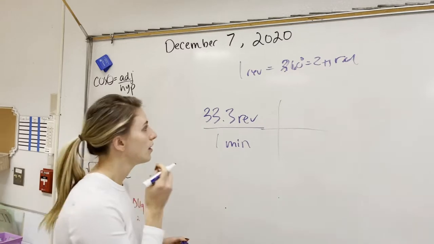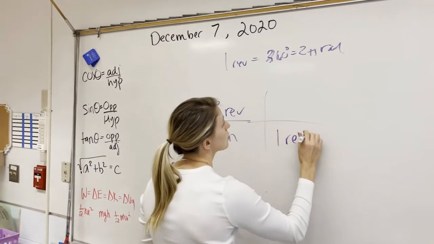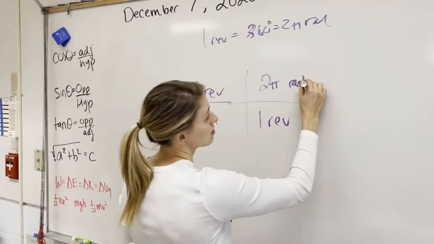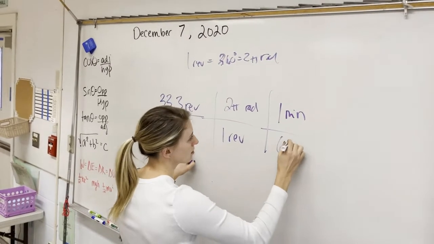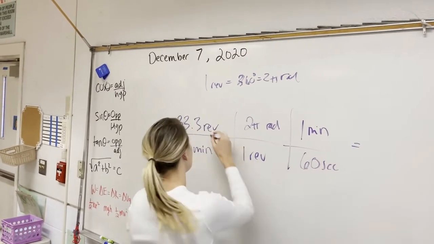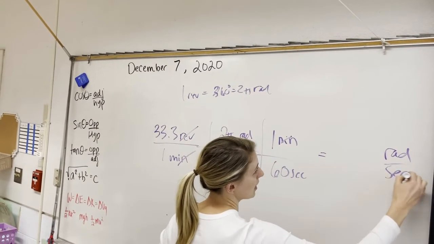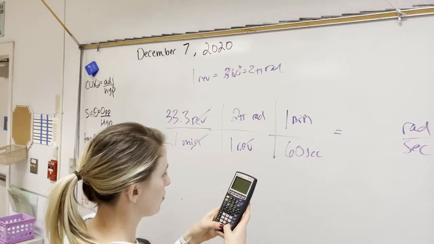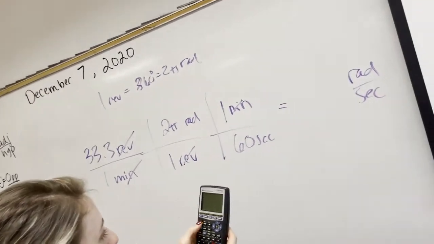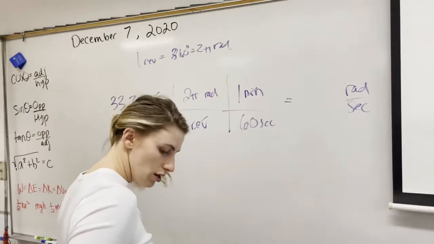So we just need to get the units here. We've got revolutions, so let's put revolutions on the bottom. One revolution is 2 pi radians, so we get the radians on top. Let's go ahead and get rid of the minutes. One minute is how many seconds? 60 seconds. So revolutions cancel, minutes cancel, and my units are radians per second. Top times top times top divided by bottom times bottom times bottom. So 33.3 times 2 pi, divided by 60, and I get 3.5 radians per second.